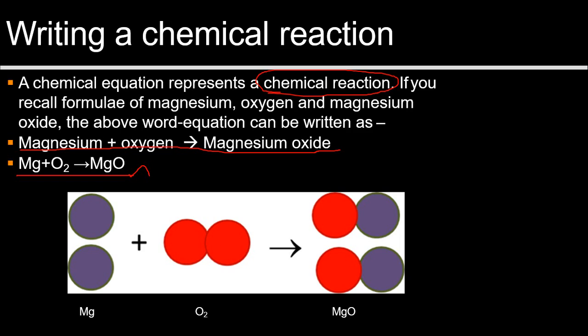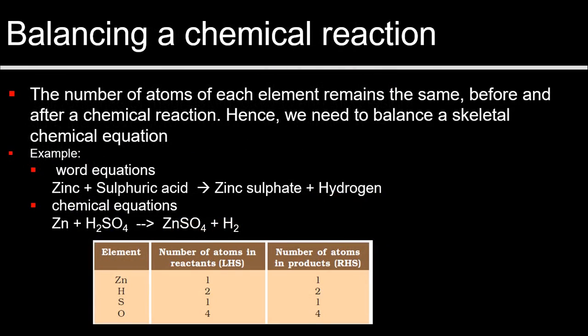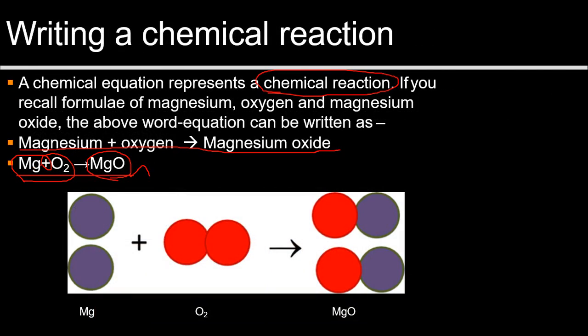Okay, this is the representation of a chemical reaction. Here, see that the reactants are always written on the left-hand side and the products on the right-hand side. When there is more than one reactant or product, we use the plus symbol. Okay, next. Do you feel this reaction is balanced?